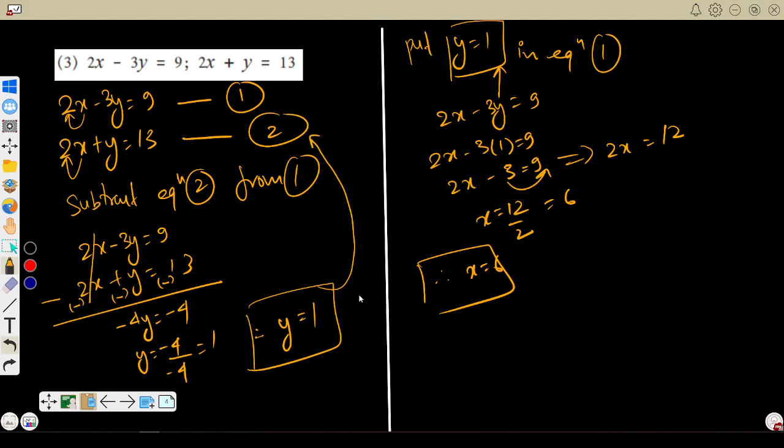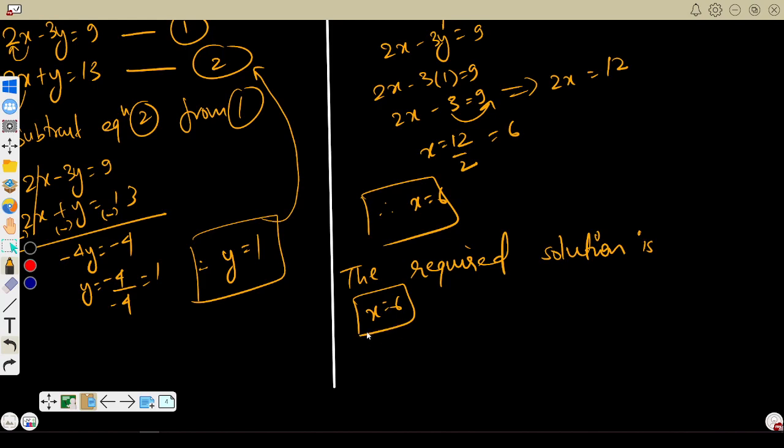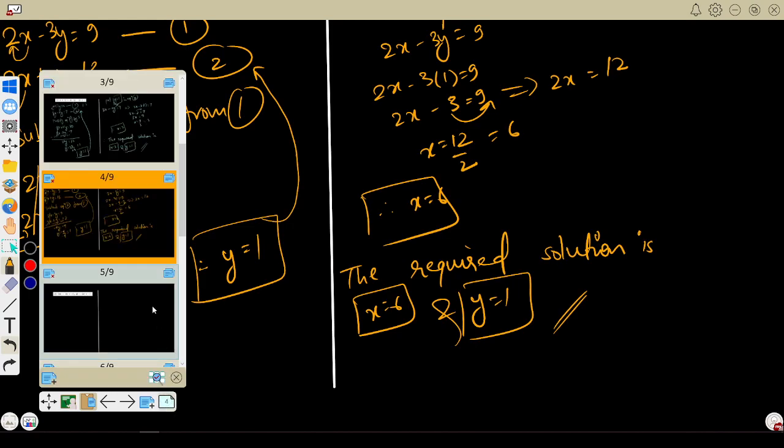So we'll write a final statement. The required solution is x is equal to 6 and y is equal to 1. I hope this is clear to you. We'll move on to the next slide.